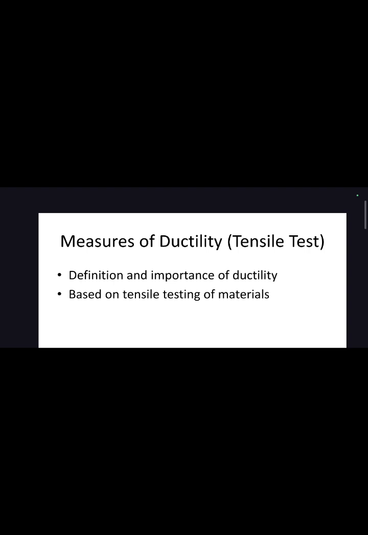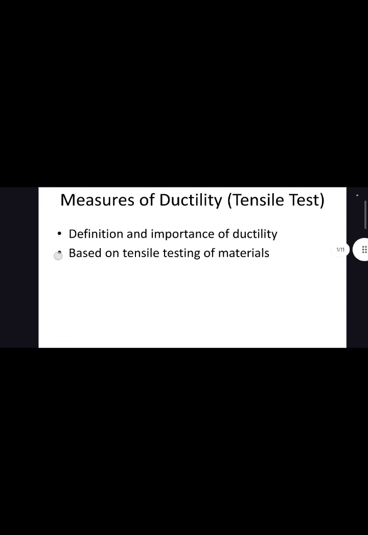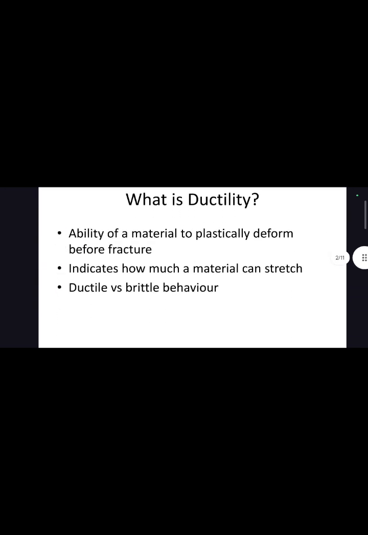Ductility is the ability of a material to stretch or deform plastically before it breaks. In simple words, it tells us how much a material can be pulled before fracture occurs. For example, a rubber band stretches a lot before breaking, so it behaves like a highly ductile material. But something like chalk breaks suddenly without stretching, so it behaves like a brittle material. So ductility basically tells us whether a material will fail suddenly or gradually.